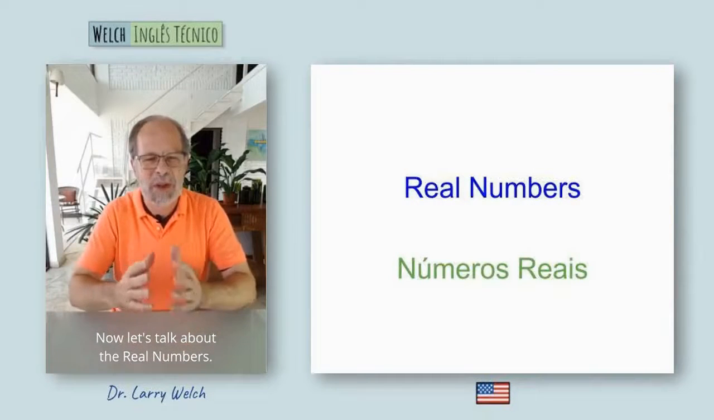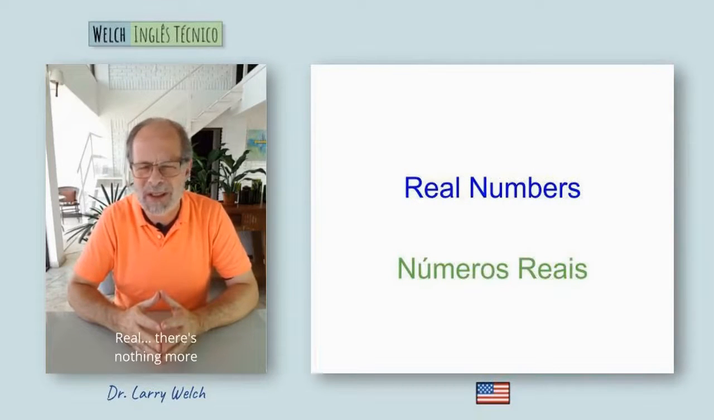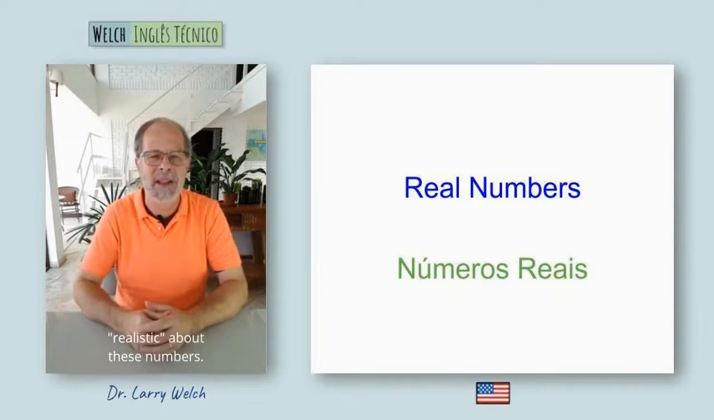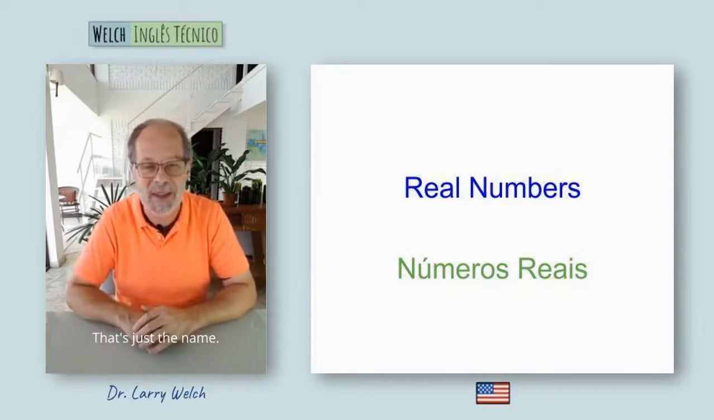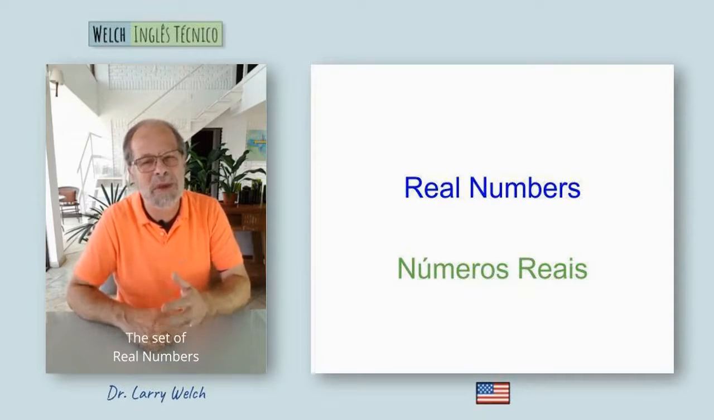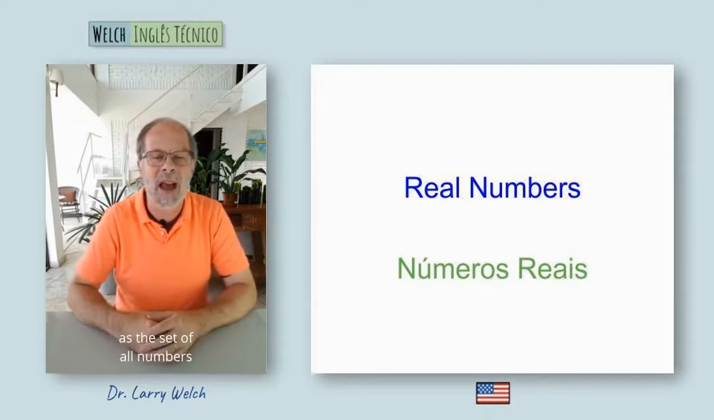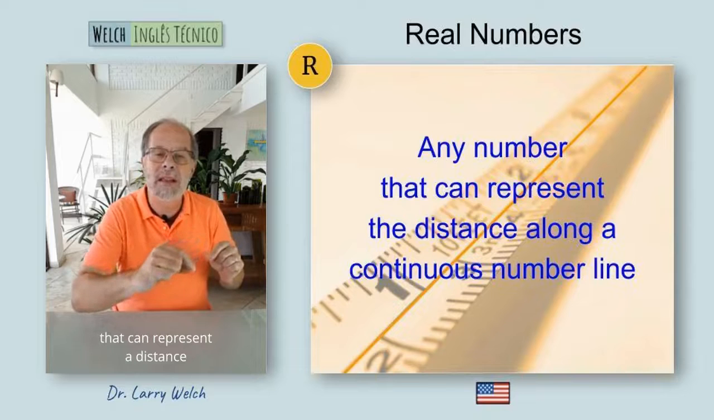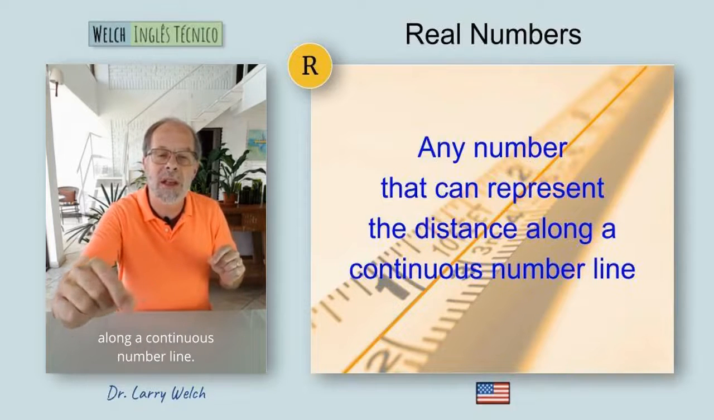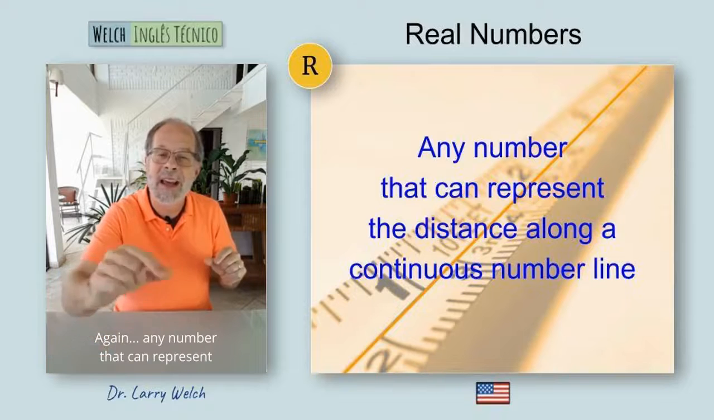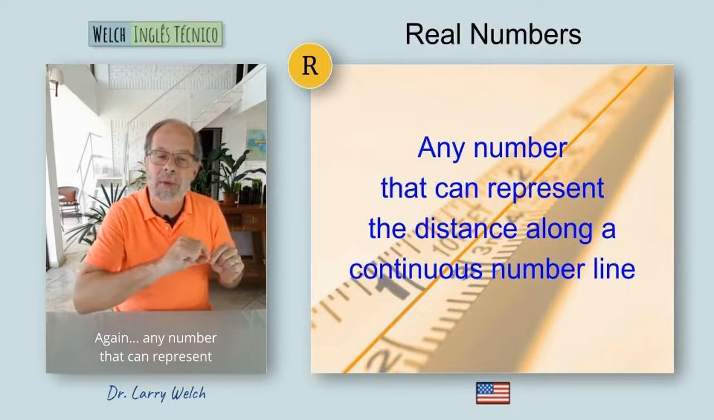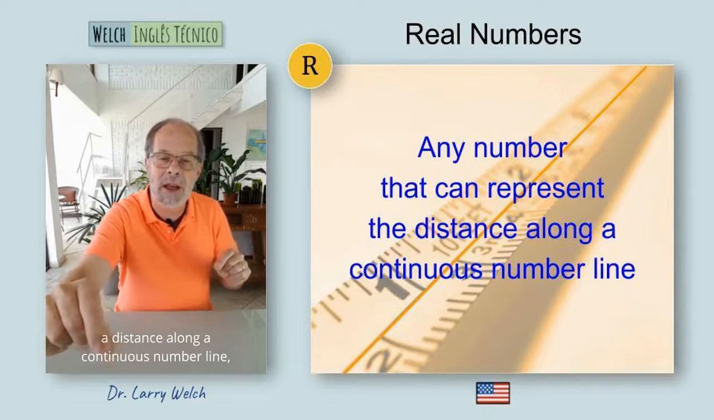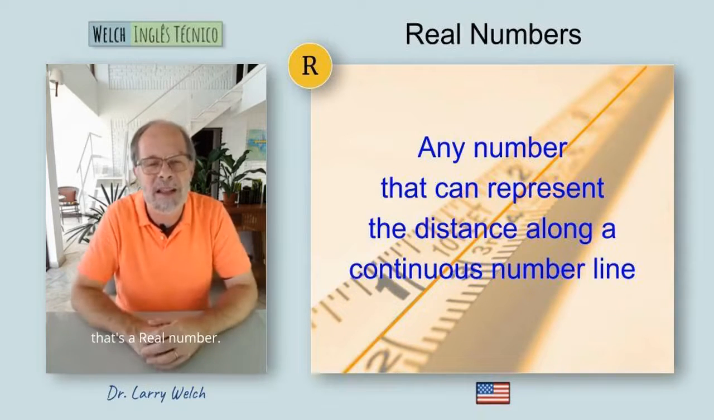Now let's talk about the real numbers. Real. There's nothing more realistic about these numbers. That's just the name. The set of real numbers can be thought of as the set of all numbers that can represent a distance along a continuous number line. Again, any number that can represent a distance along a continuous number line, that's a real number.